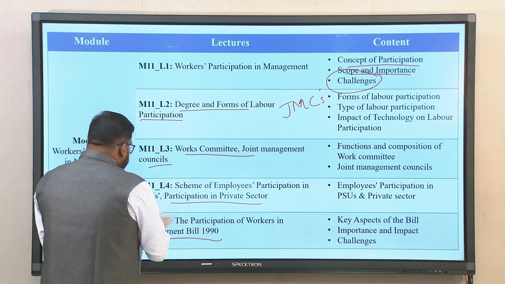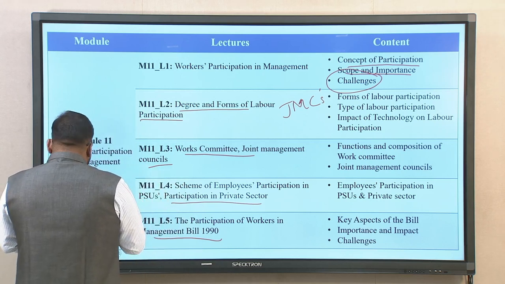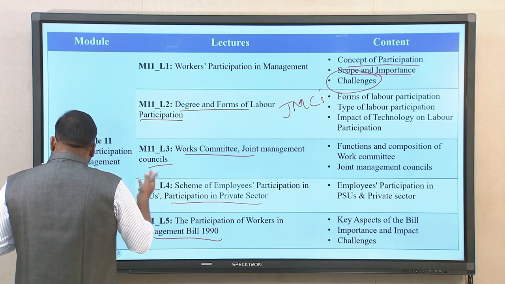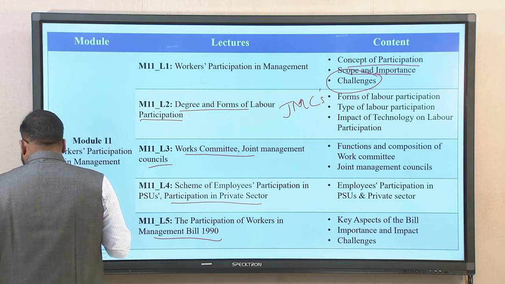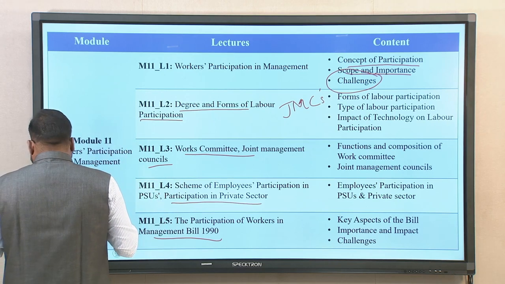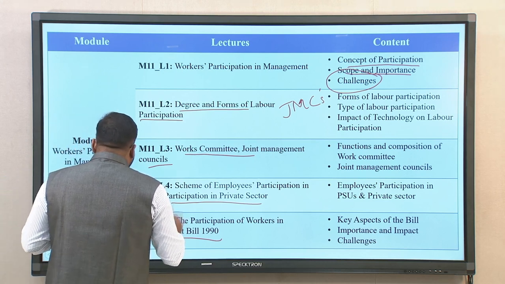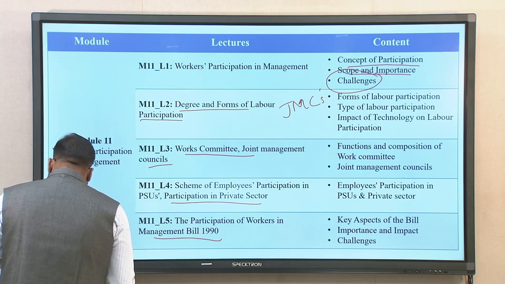We discussed the growth and why it got stuck as a bill, and we also looked into the importance and the key aspects. Please recollect the key aspects. It provided a legal framework. It proposed various schemes and methods. It defined the term worker to include all types of employees, both managerial as well as non-managerial. That was the key aspect when we look into this particular bill.